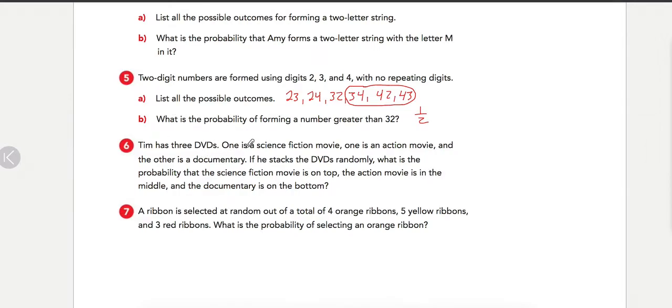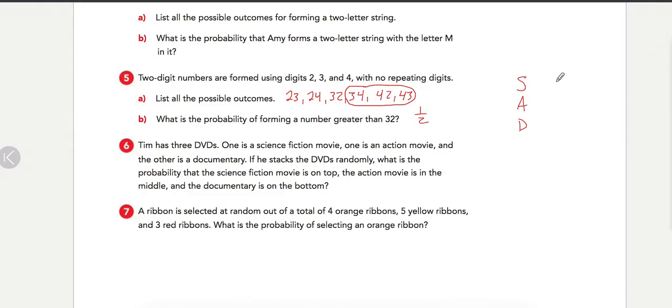So Tim has 3 DVDs. One is a science fiction movie, one is an action movie, and the other is a documentary. If he stacks the DVDs randomly, what is the probability that the science fiction movie is on top, the action movie is in the middle, and the documentary is on the bottom? So if we think about it, he's got a science fiction, action, and documentary. So he could stack them like this, right? That's what's asked for. What's the probability that it's going to look like this? Again, science fiction is on top, action's in the middle, documentary is on the bottom.